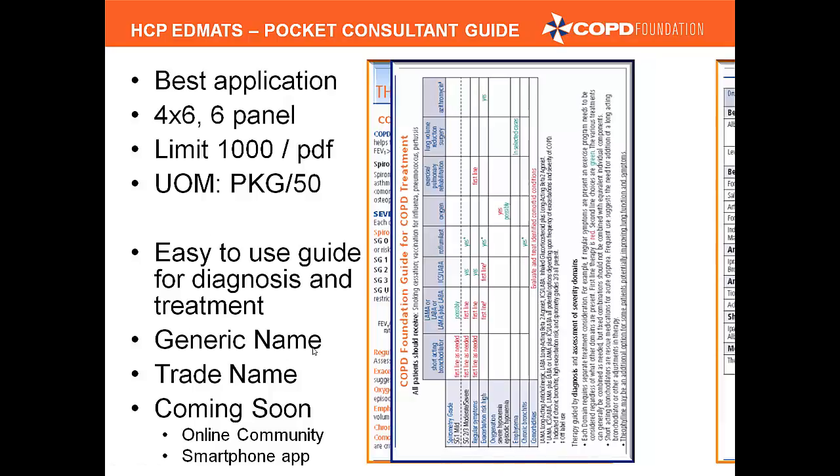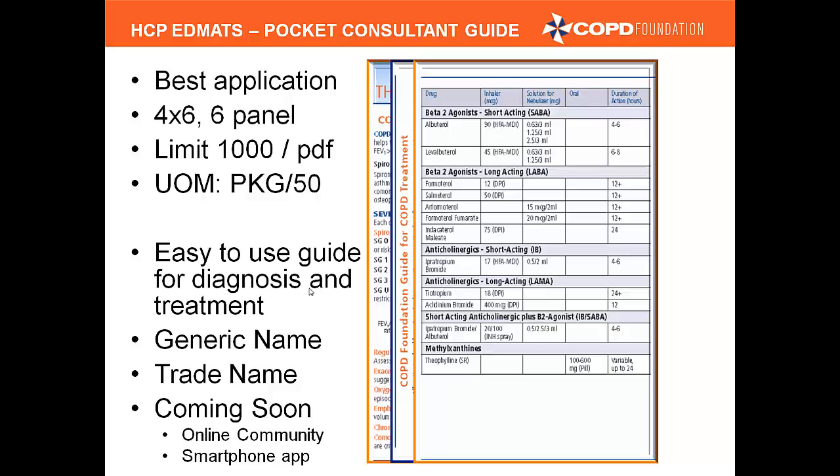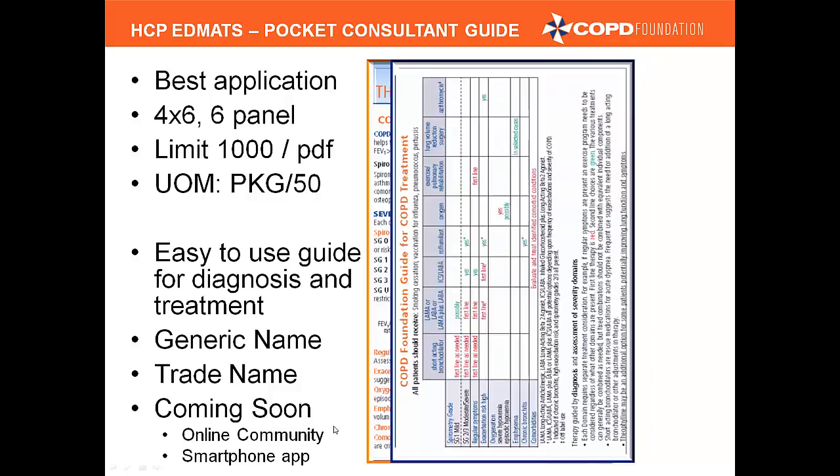It's available in several different versions. There's a generic name version, which is shown here, where the medication table uses generic names, which is most common with pulmonologists and academic centers. The trade name version is more common for allied health professionals, primary care, and those who are having direct conversations with patients, using the terms that patients are most comfortable and familiar with when it comes to taking their medications, which are often the trade name of the drugs. We also have our online community for healthcare professionals to discuss the treatment guide, and your comments and questions will shape future editions of the COPD Pocket Consultant Guide.